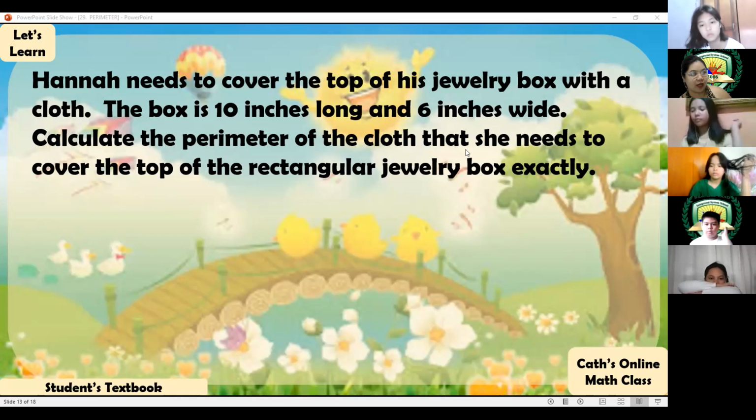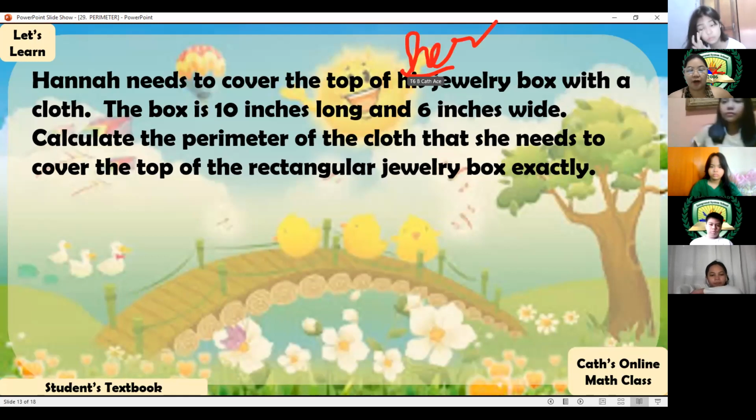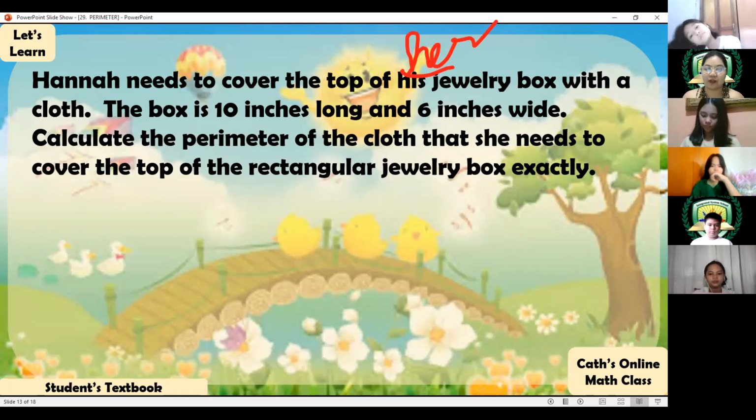Okay, so let us try to analyze this one. Hannah needs to cover the top of her jewelry box with a cloth. The box is 10 inches long and 6 inches wide. Calculate the perimeter of the cloth that she needs to cover the top of the rectangular jewelry box exactly. So, ilan kaya yung magiging perimeter ng top ng jewelry box niya?